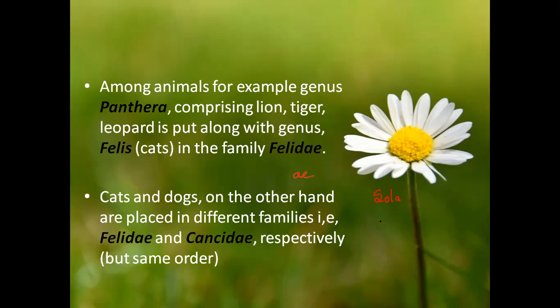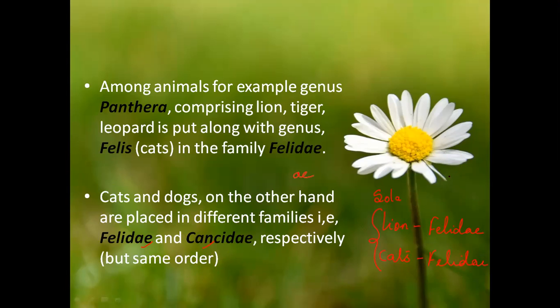Similarly, Felis is one genus, Panthera is one genus, but they come under the same family. When you write lion, which family does it belong to? Felidae, but genus Panthera. Cats, genus is Felis, but they come under the family Felidae. Both are together. But cats and dogs are placed under different families: cats Felidae, dogs Canidae, but they have the same order.